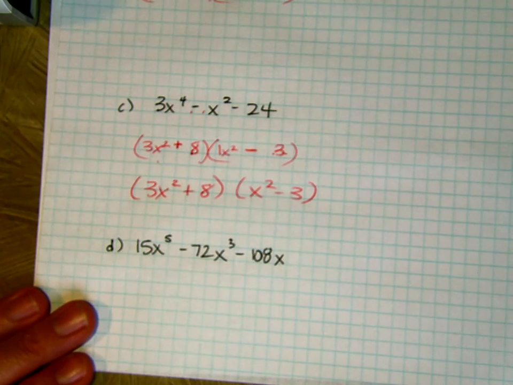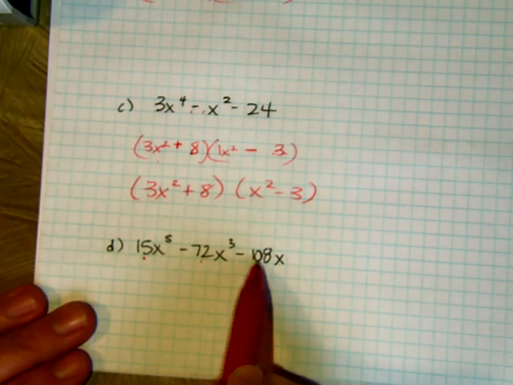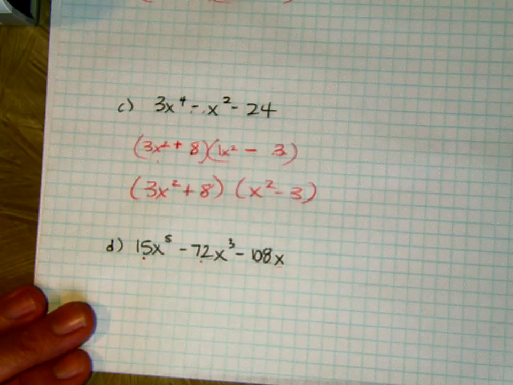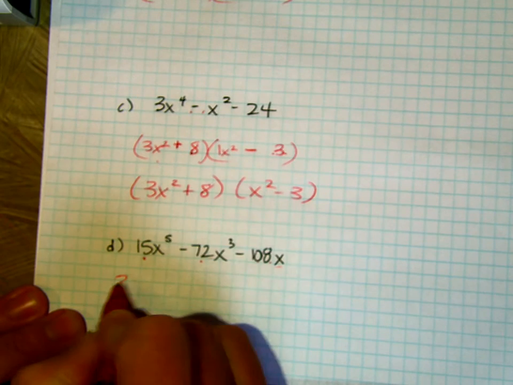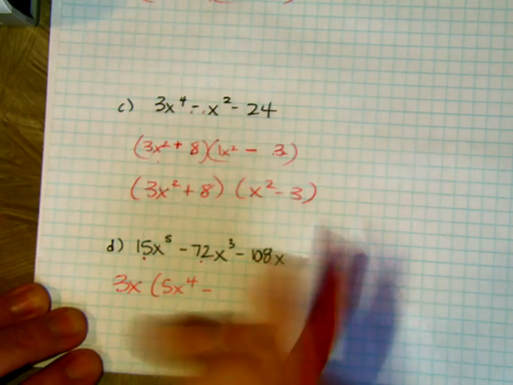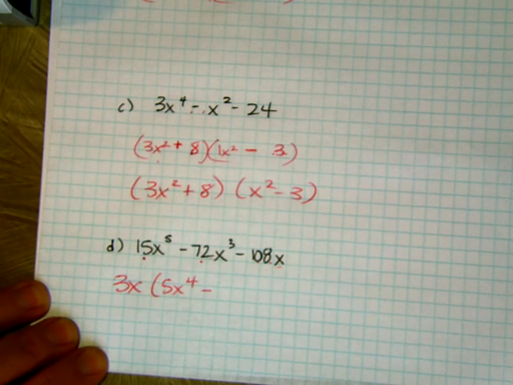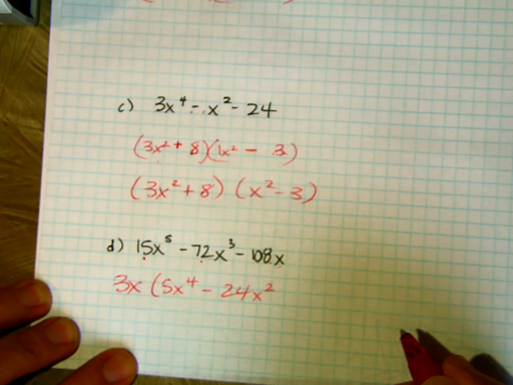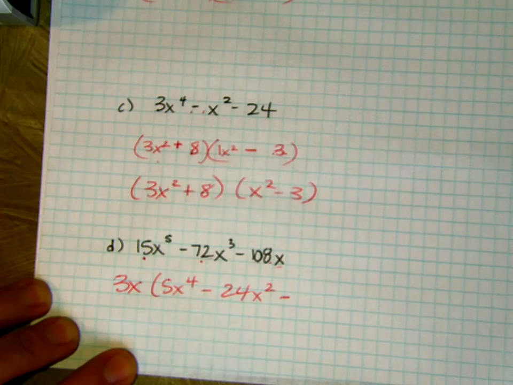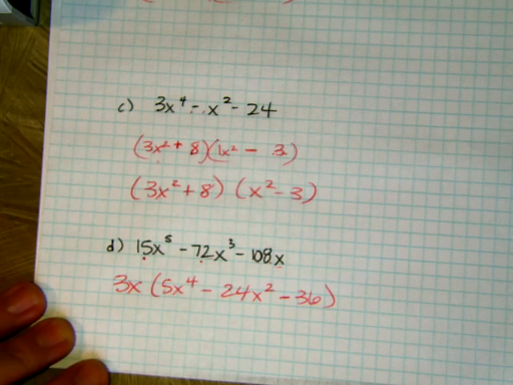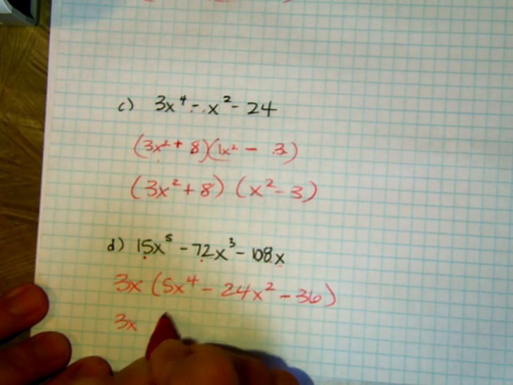What do you want to do here? I want to see if I can find a common factor. Who do you think goes into 15, 72, and 108? And actually, this little x here, an x in everybody, is also an indication that we might have a common factor. I think it's 3. So I'm going to get a 5x to the 4th minus, I have to do this with the calculator right now, minus 24x squared minus 36. And then I still have my 3x.